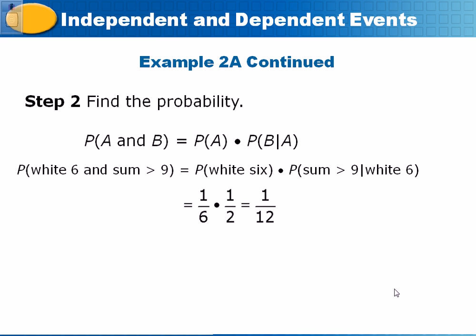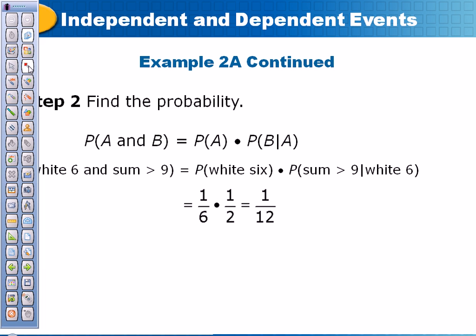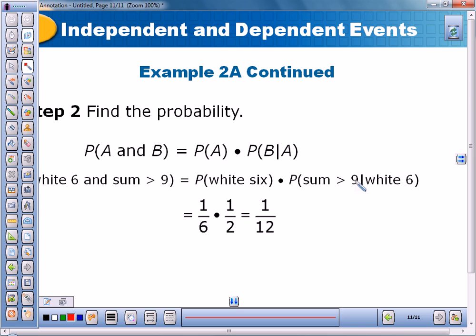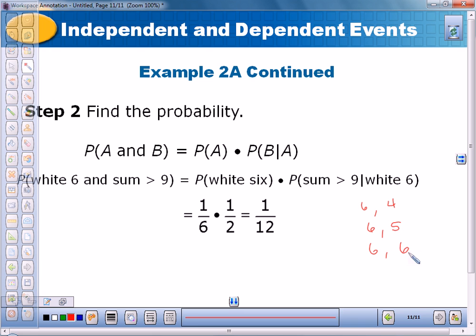The probability that it's a white 6, and then the probability that given that we got a white 6, how can we have a sum greater than 9? Well, let's make sure this makes sense to us before we move on. Given that the white one is a 6, and we want a sum greater than 9, then we could have that paired with a 4, or with a 5, or with a 6. So this is 3 out of the 6 possibilities, isn't it? What's 3 out of 6? 1/2. Do you see where that comes from?